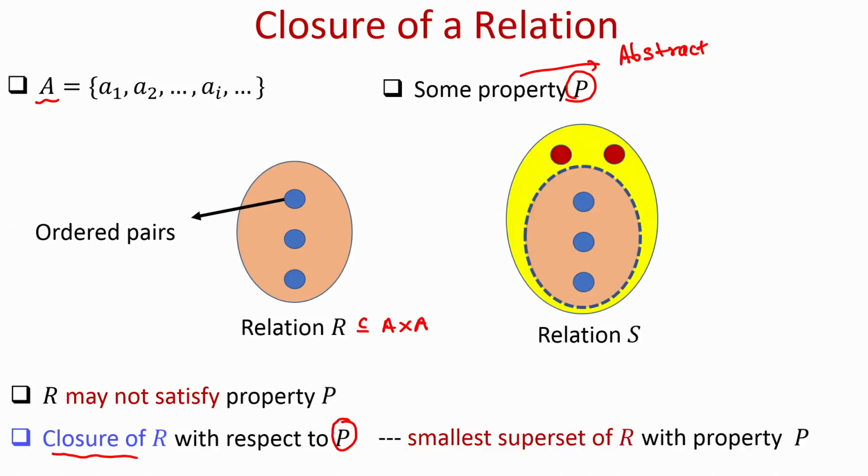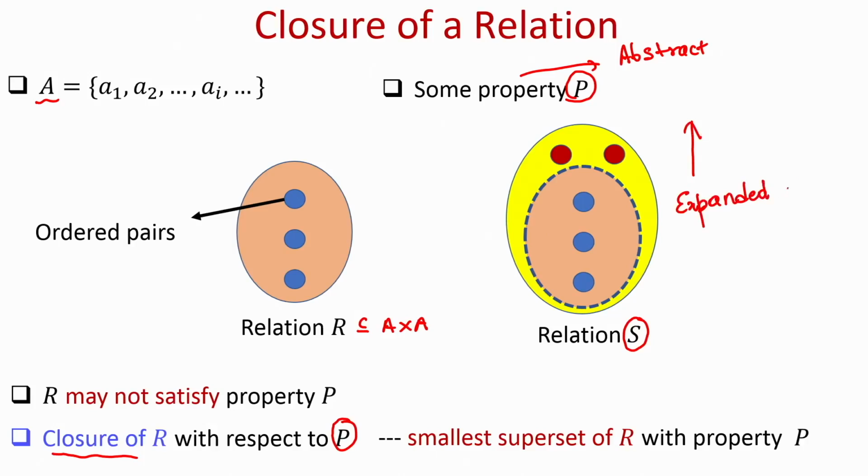So, pictorially, if my relation R already satisfies the property P, I do not need to add anything to the relation R, I do not need to add any extra element to satisfy the property P. But if my relation R does not satisfy the property P, then I will be interested to introduce new ordered pairs in the relation R and convert it into another relation S, so that the expanded relation S satisfies the property P. That is what I am trying to do here.